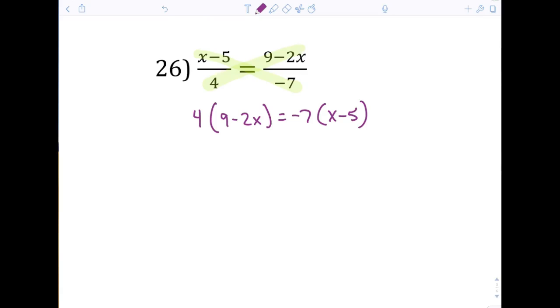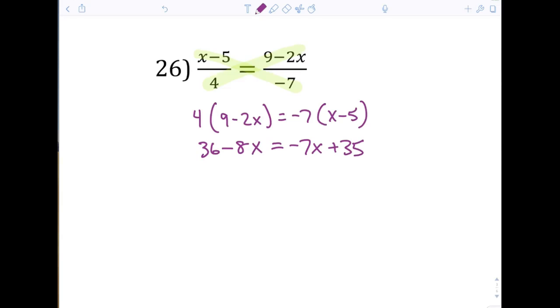Okay, Aiden, when I distributed the 4, what did you get? I got 36. Beautiful. No, Yosef, when I distribute the negative 7, you get negative 7x... I mean minus, or no, negative 7x plus 35. Thank you. Good job. Negative 7x plus 35.